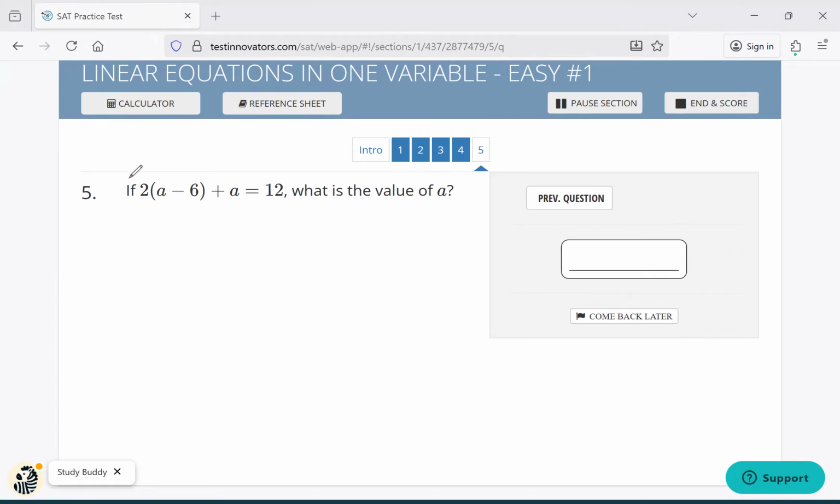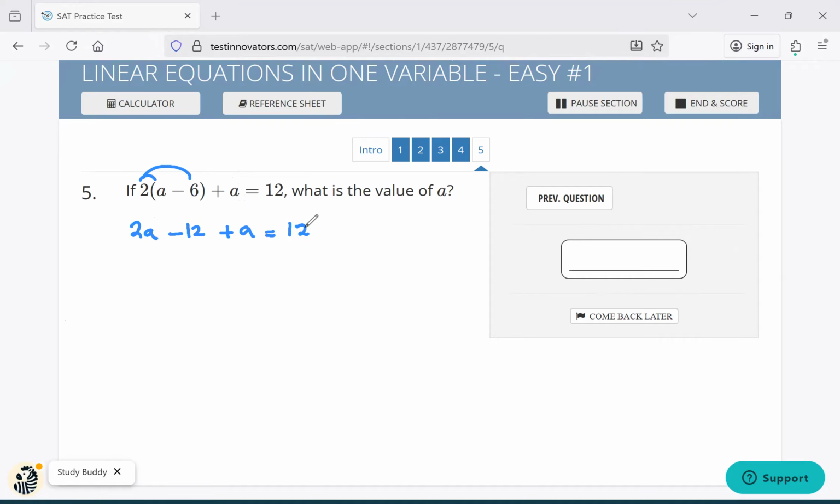Should I get rid of the 2 or should I FOIL out the 2? I would not get rid of that 2 by dividing both sides by 2. Why? Because if I divide everything by 2, I would have to divide everything by 2, even this a, and that's not good because you have a fraction and you don't want to deal with fractions. So it's best to just FOIL out this 2. So this would be 2a, 2 times negative 6 is negative 12. This a is not inside the parentheses, so you just bring it down, equals 12.